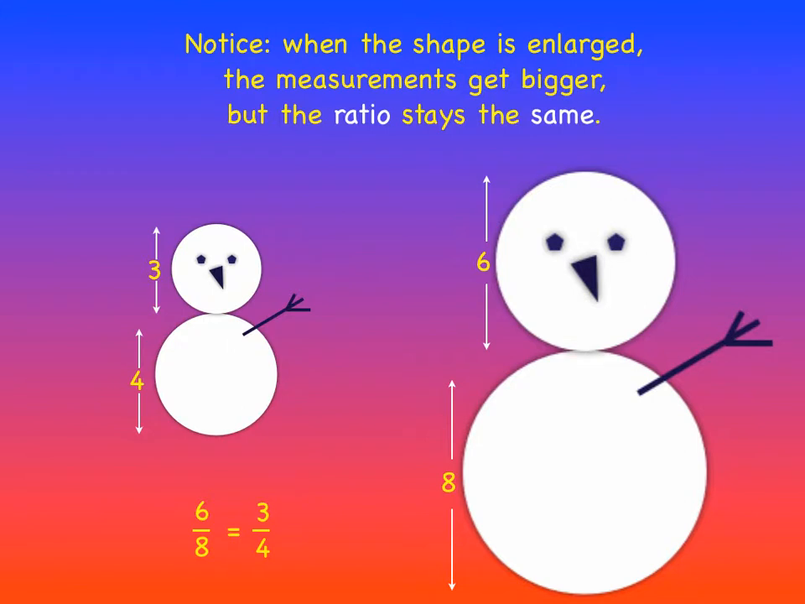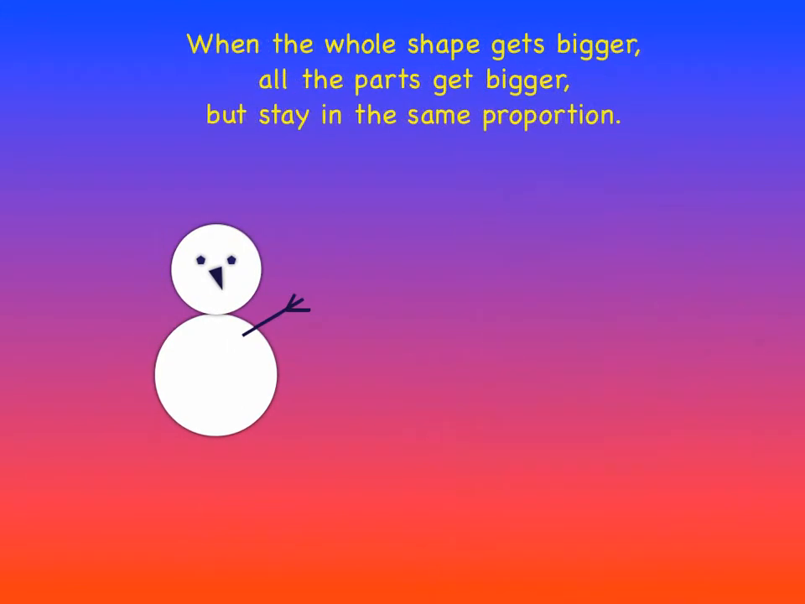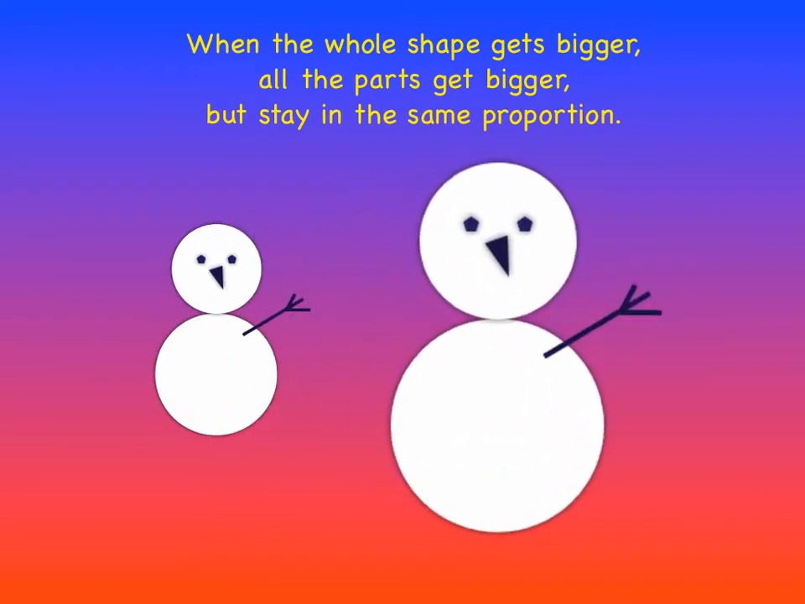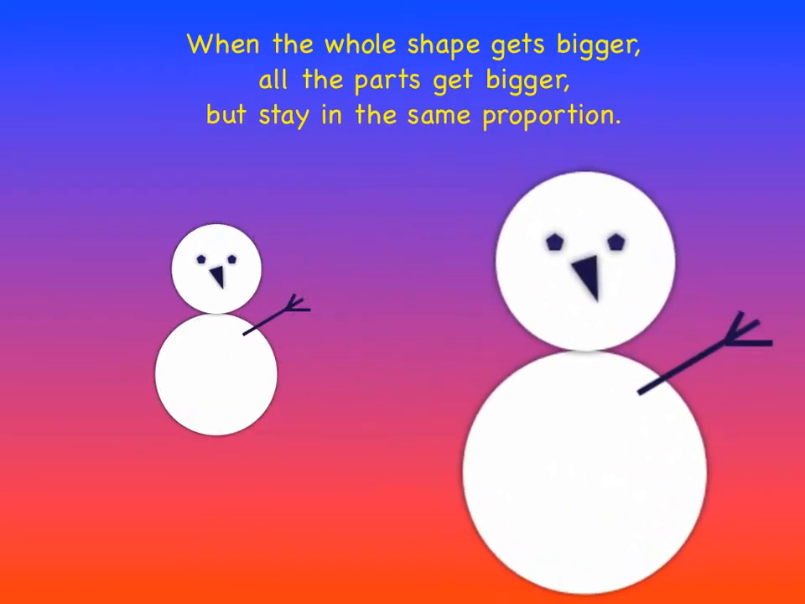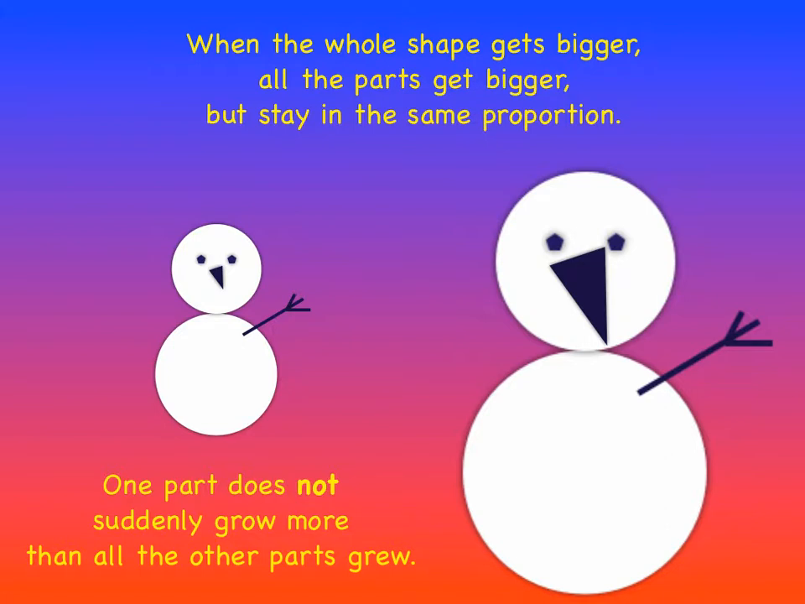Those ratios are equal. When the whole shape gets bigger, all the parts get bigger, but stay in the same proportion. Uh-oh, look at the nose. One part does not suddenly grow more than all the other parts grew. That would be wrong, out of proportion.